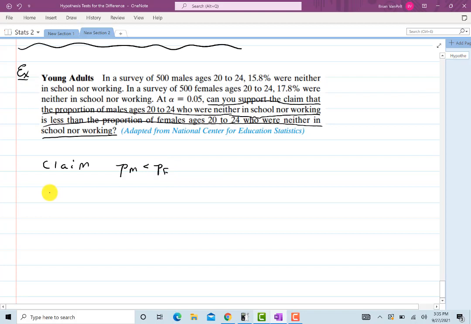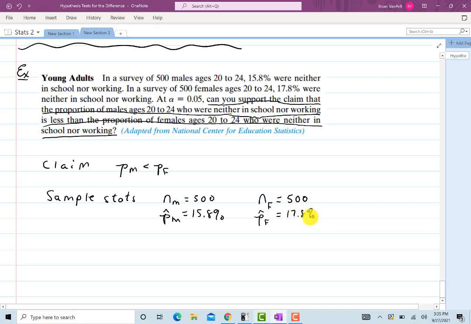Our sample stats look like this. They didn't give us X1, but they gave us N1, or N M, was 500, and then they gave us P1 hat was 15.8%. Let me make that an M. So these are the numbers for the males. Then for the females, we also had 500 of them, and the proportion of females was 17.8%. So test the claim at alpha equals 0.05.